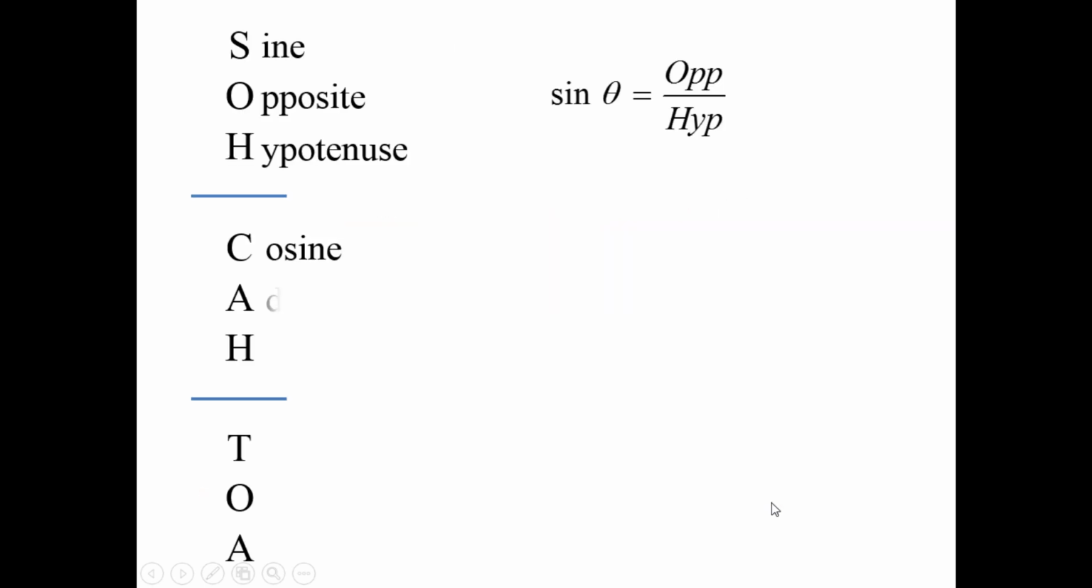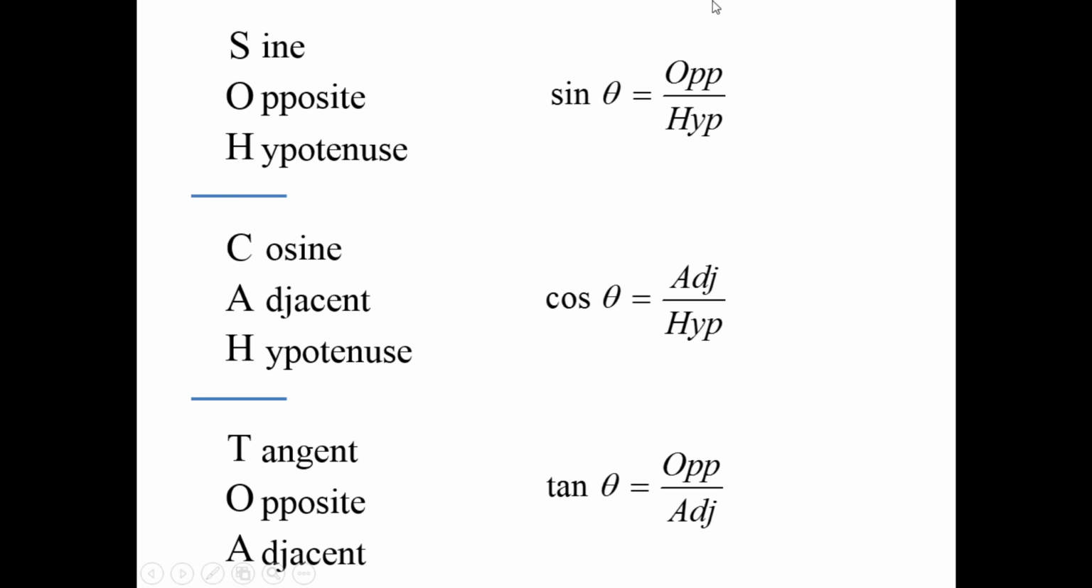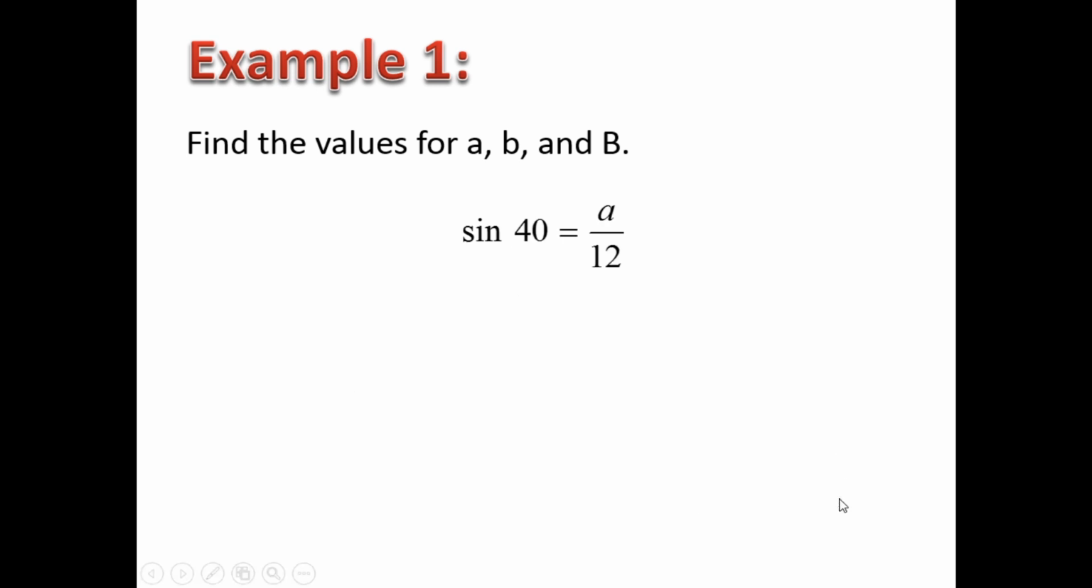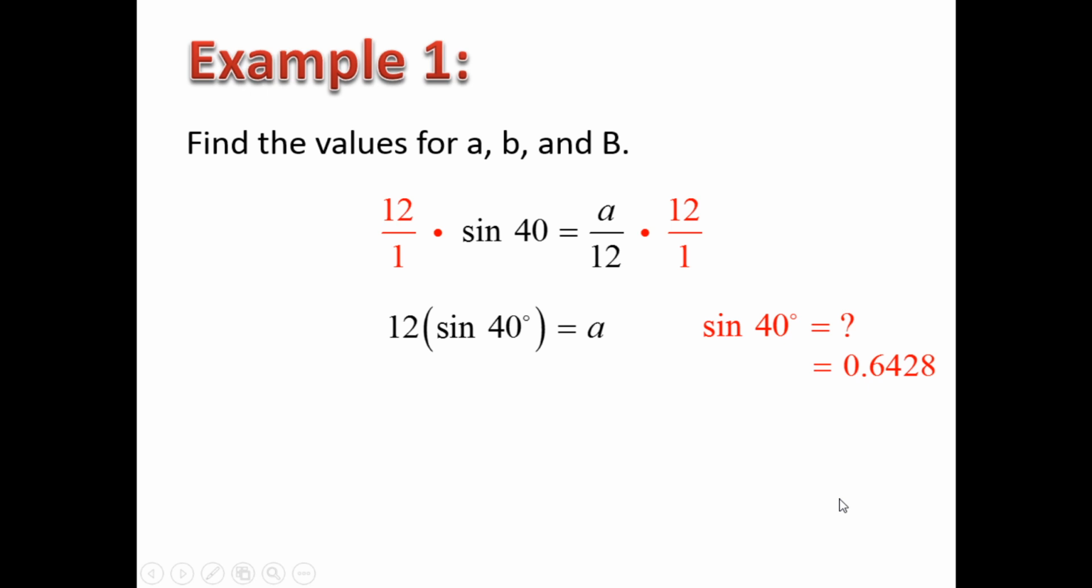Using SOHCAHTOA, we're using sine because it involves opposite over hypotenuse. Plugging in numbers, sine of 40 equals a over 12. Then cross multiply, so multiply by 12 on both sides, and do that on the calculator. 40 is a non-special angle, so you have to use the calculator. Sine of 40 is 0.6428, and multiplied by 12, a is about 7.735.